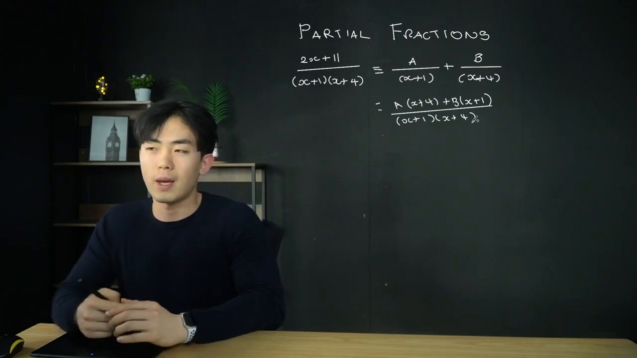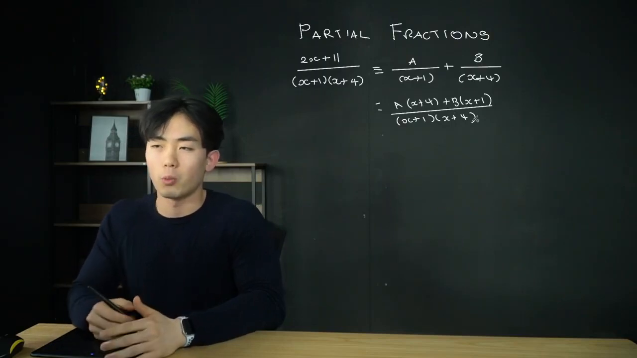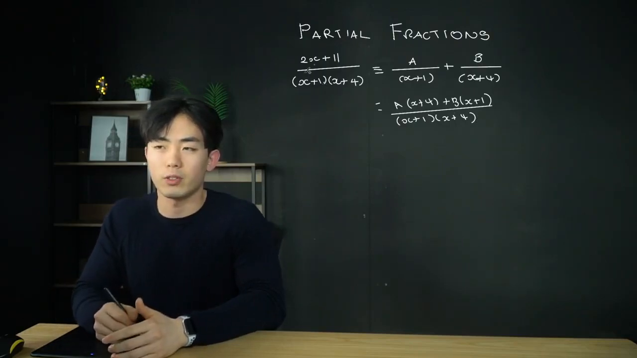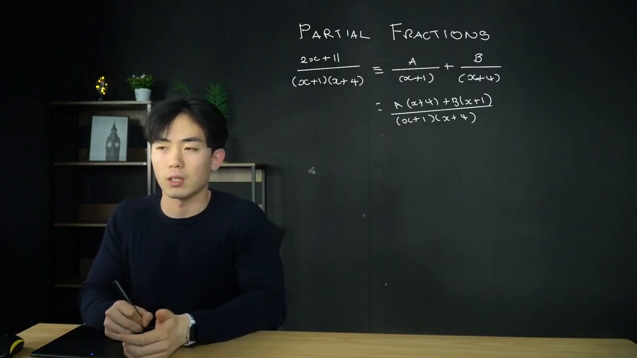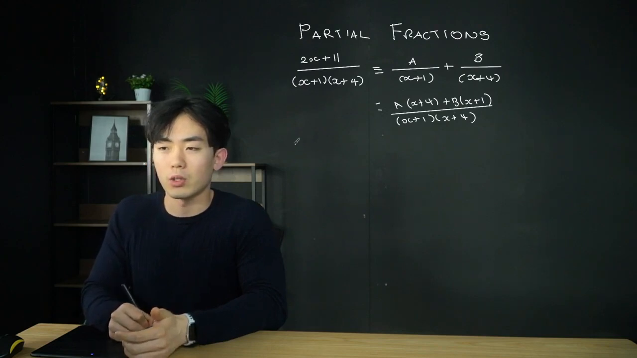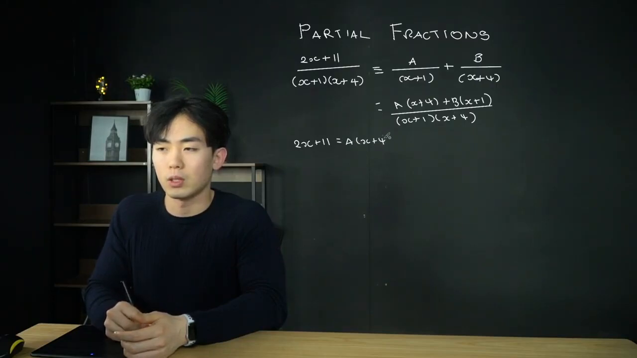Okay, so if we make them into a single fraction like such, what you should notice now is our original fraction and this fraction we just made, the denominators are now the same. So all we need to look at now is the numerators. Okay, so the numerators will have 2x plus 11 should be equal to a times (x plus 4) plus b times (x plus 1).